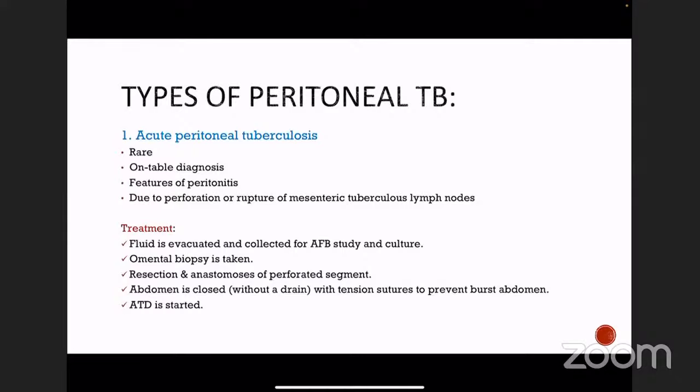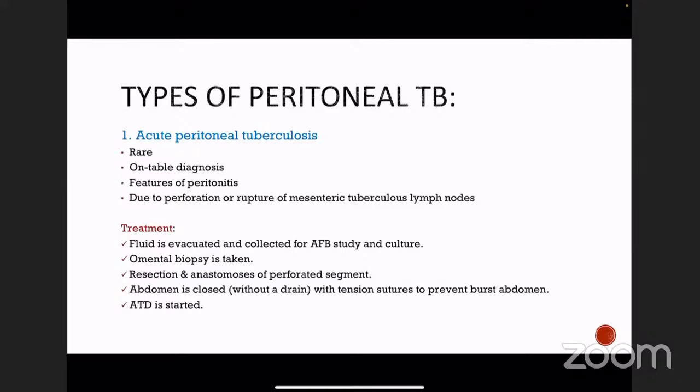So what is the treatment of this? Fluid is evacuated and collected for AFB study and culture, as there is a collection with peritonitis. Omental biopsy is also taken. Resection and anastomosis of the perforated segment, whichever segment is perforated. If the bowel is perforated, then resection and anastomosis. If the lymph node is perforated, we have to dissect the lymph node.